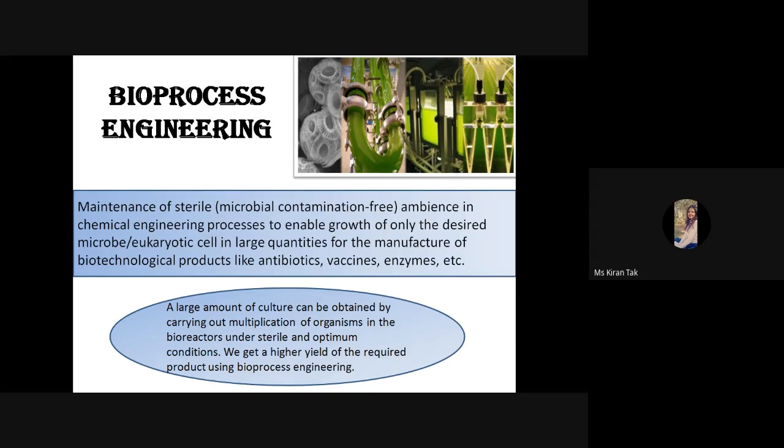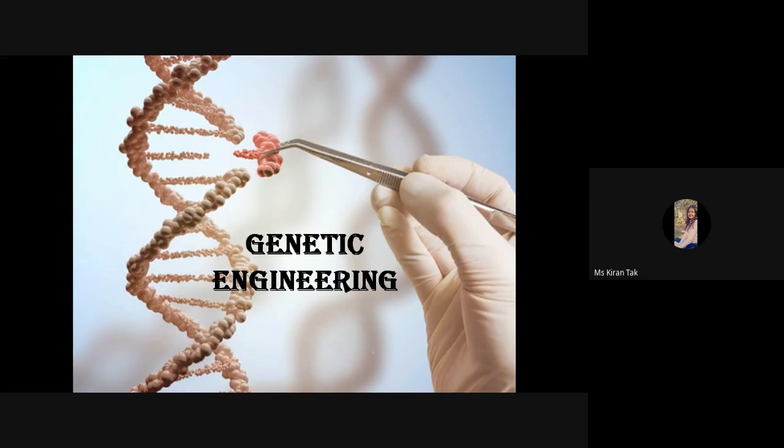Now, the next is the bioprocess engineering. The bioprocess engineering involves various engineering processes to generate the desired microbe or eukaryotic cell in large quantity to produce various products like antibiotics, vaccines, enzymes, as it provides sterile condition and optimum condition for the desired product, and hence we get higher yield of the required product using this bioprocess engineering. So now we will discuss the genetic engineering process in detail.